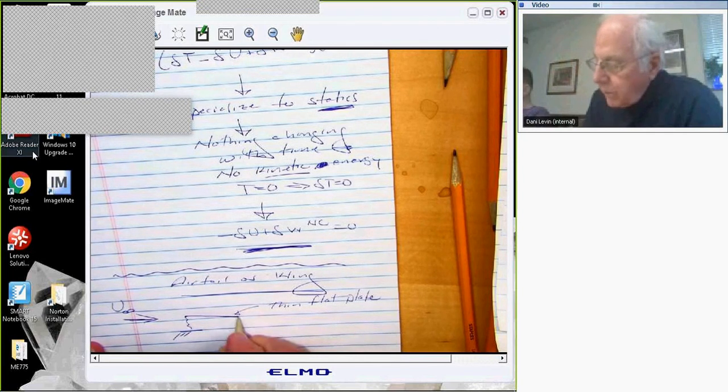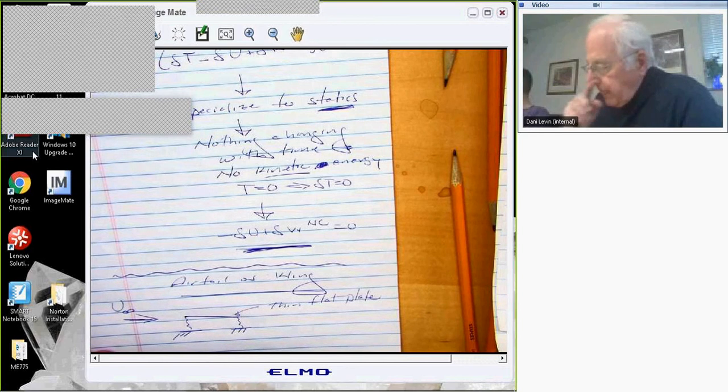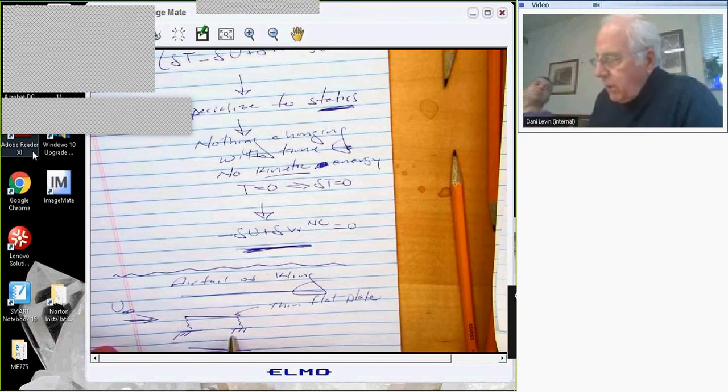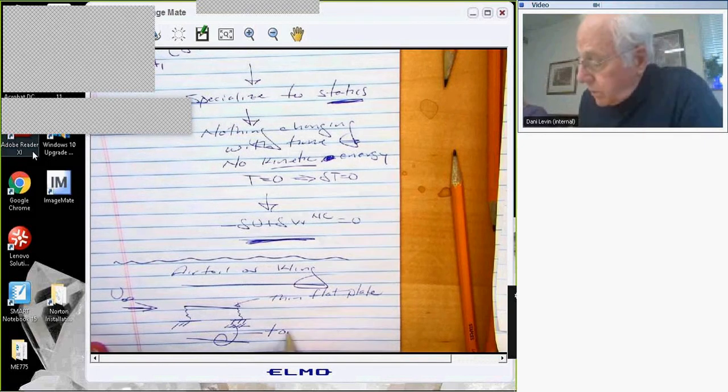We could put a spring like that, right? That would give us some elastic characteristics. But for reasons that will become more clear later, rather than two translational springs, we're going to put one torsional spring.